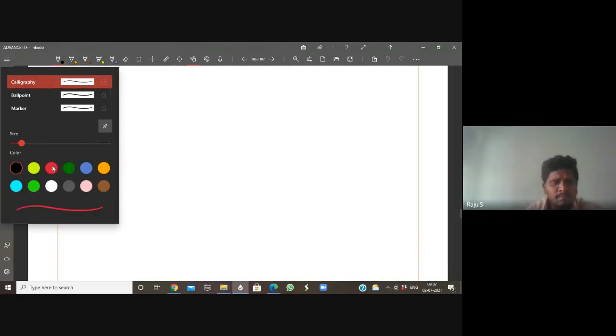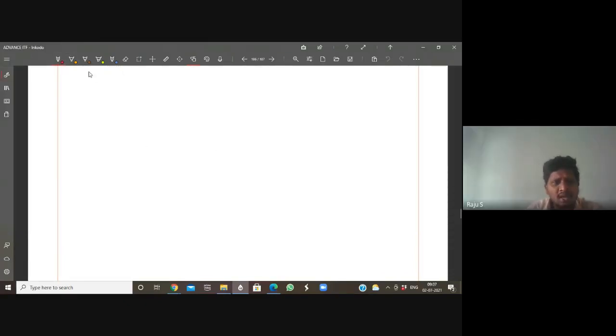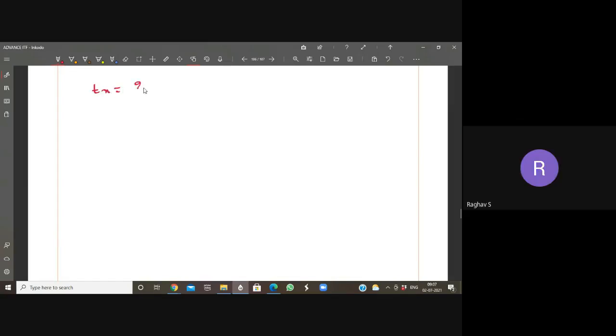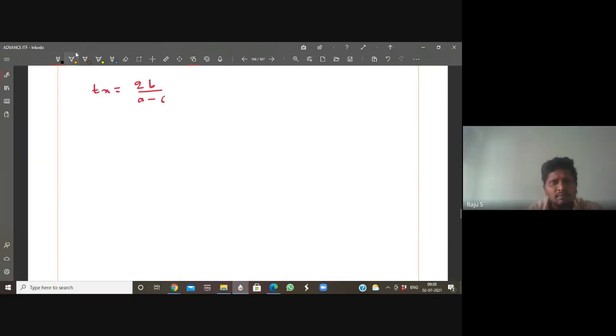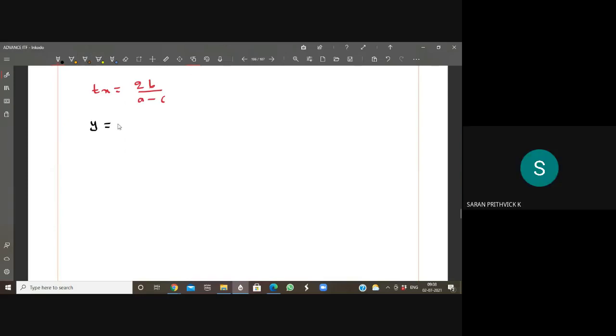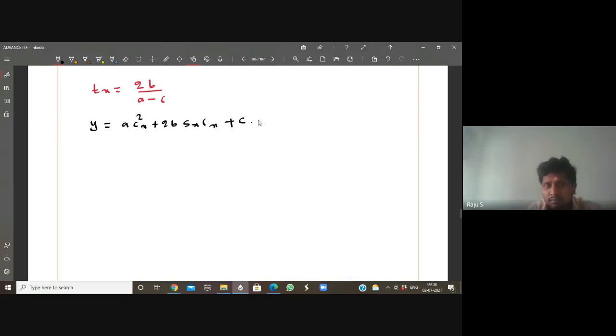Okay. Why not? First, what is tan x they given? Tan x is equal to 2B by A minus C. Then what is the Y value they given? Y value is A cos square x plus 2b sin x cos x plus C sin square x. Okay, fine.